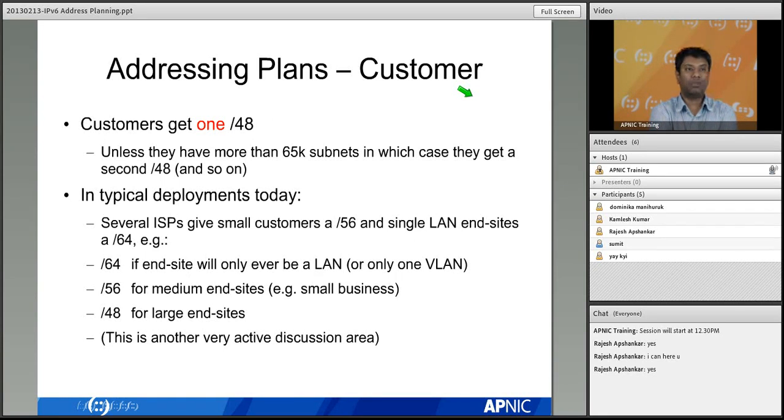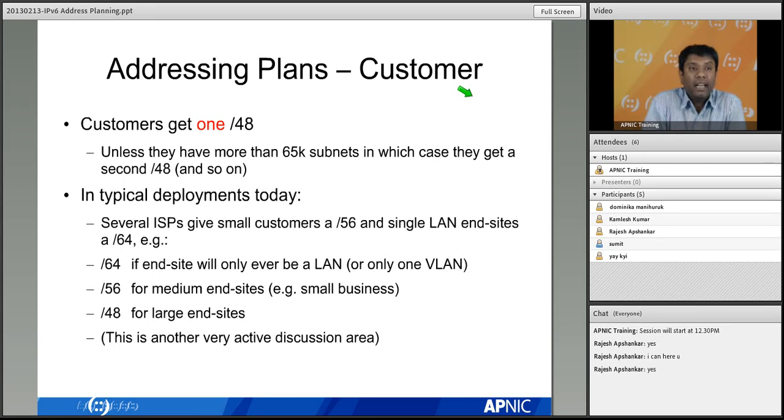Addressing plan for the customer: get a /48. So when you give addresses to your customer, right, you give a /48 to your customer. I mean, there is a big kind of dispute here. Why /48 to each customer? Because my customers don't need a number of hosts like 2 to the power 90. We don't need that much, right?